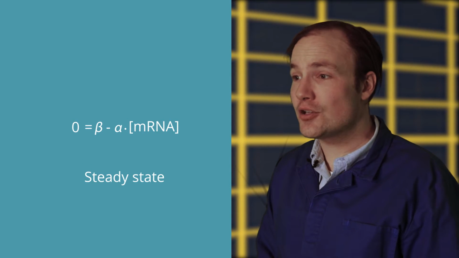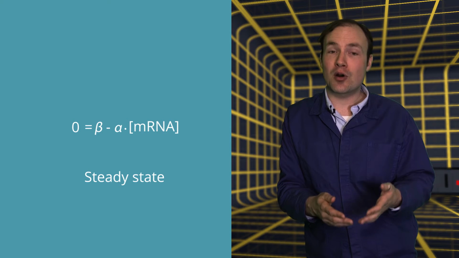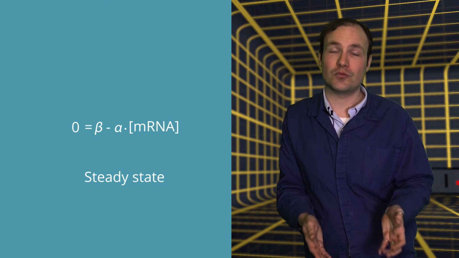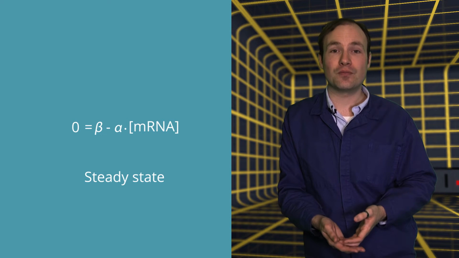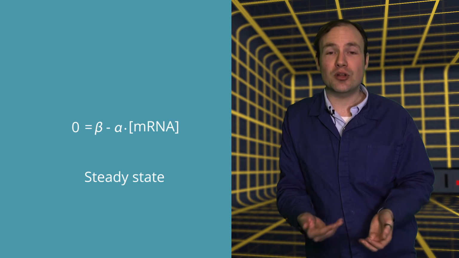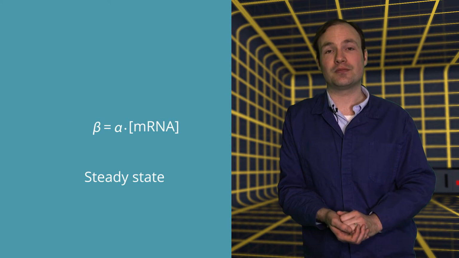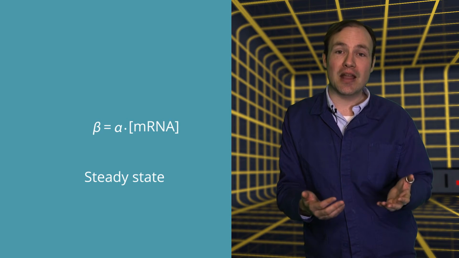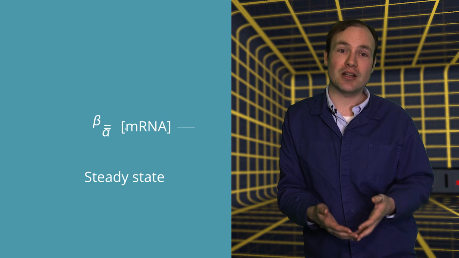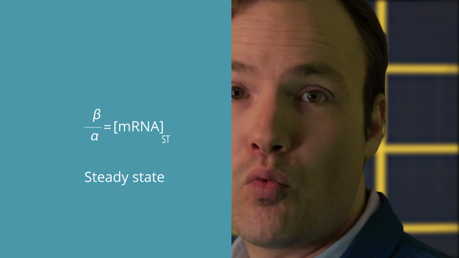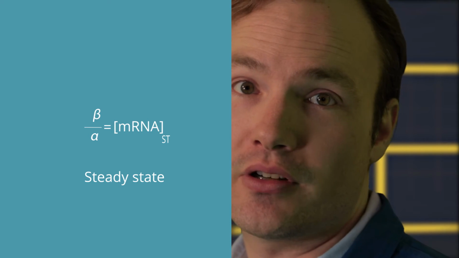Now, by definition, at the steady state, the mRNA concentration is no longer changing, which means that the derivative term, just by definition, is exactly zero. That means we can do some simple algebra to solve for the steady state mRNA concentration. And we'll find that it's simply beta divided by alpha, the production rate divided by the degradation rate. We can use this model to understand what controls mRNA concentration inside a cell.